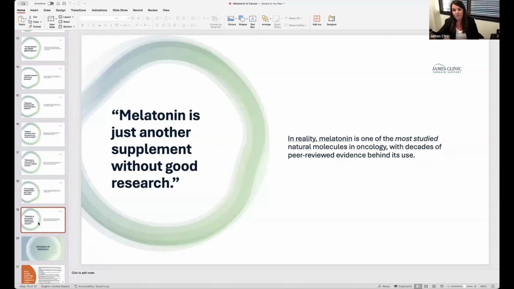And then again, they're just trying to sell you supplements. It's just another bottle, another thing you have to swallow. No research, right? There's no research. That's just orange juice in your IVs. That's craziness. That's quackery. I've been called every name you want to say. Melatonin is actually one of the most studied natural molecules in cancer care. So it is a shame that standard of care doctors do not 100% include this because the data is so strong for its use.